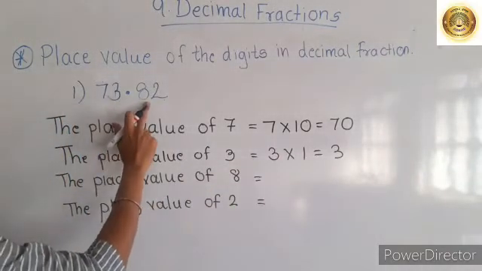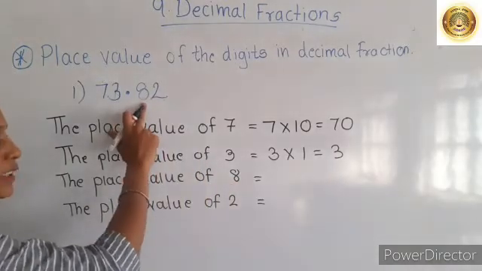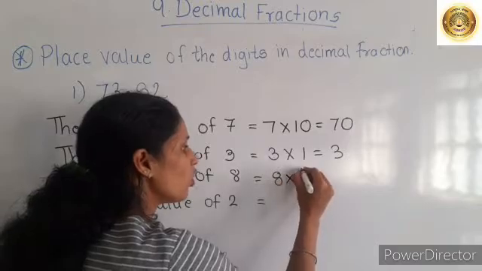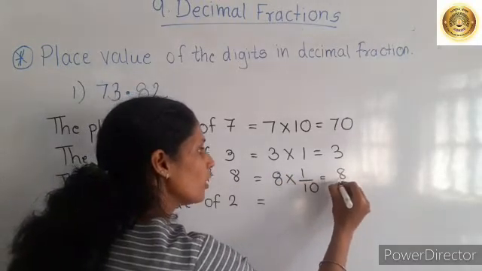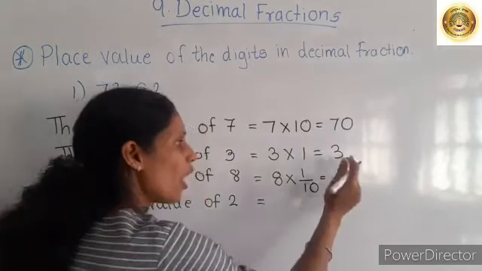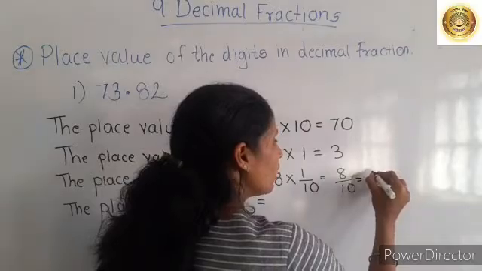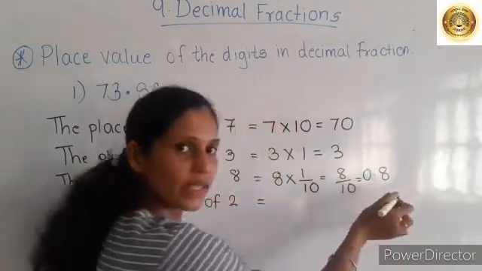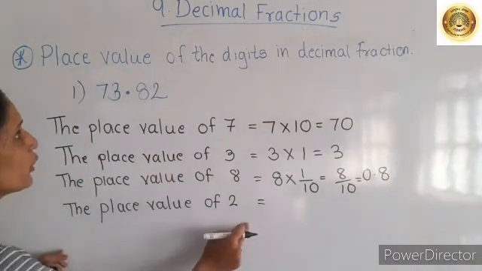Now after the decimal point, the place value of 8. It is in the tenths place. So 8 into 1 upon 10 is equal to 8 upon 10. Now how will you convert this fraction into decimal? 0.8. Now place value of 2.